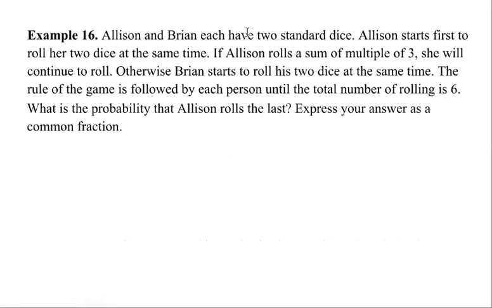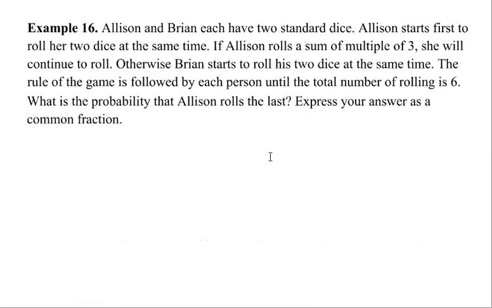Okay, I do not understand this one. What does it mean by the total number of rolling being 6? Yeah, this one was kind of confusing. What does it mean, the total number of rolling is 6?